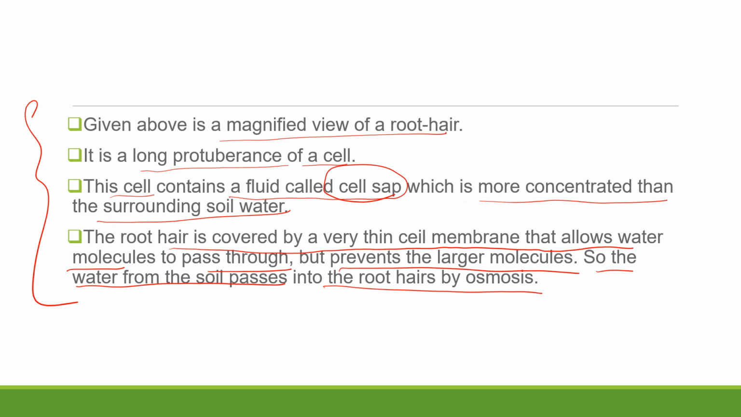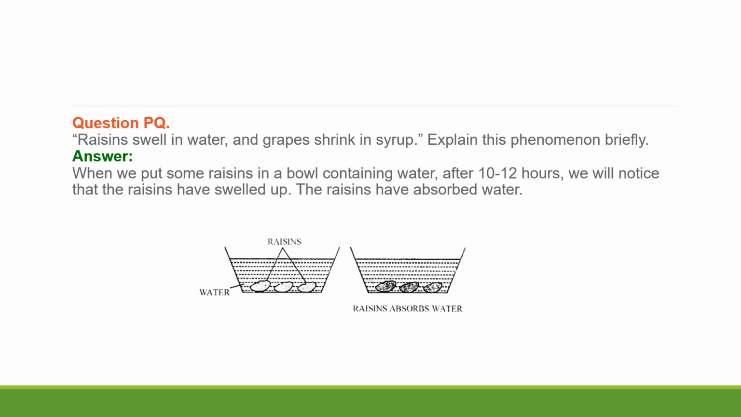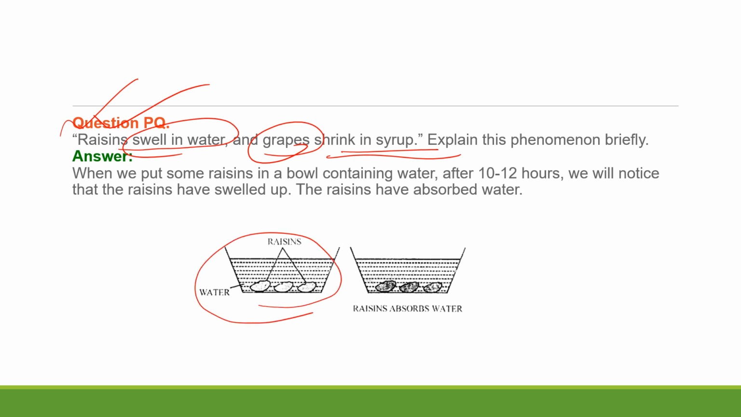So now the next one. Here is a question. It is a very important question: raisins swell in water, whereas grapes shrink in sugar syrup. Why? So when you soak a few raisins in water, they always swell up. When you are putting raisins in water, they are absorbing the water and swelling up. After 10 to 12 hours we will notice the raisins have swelled up and have absorbed water.